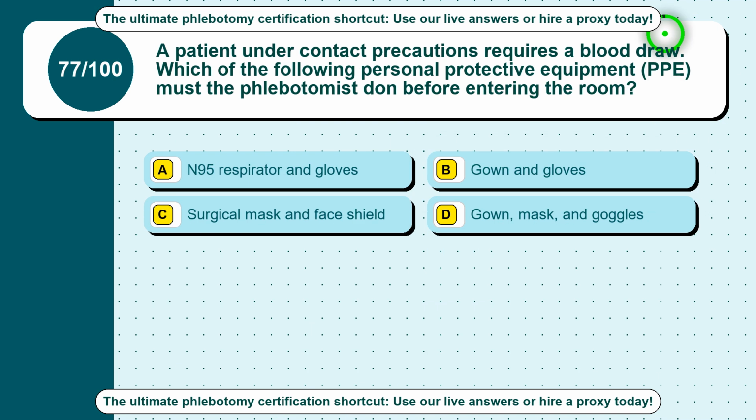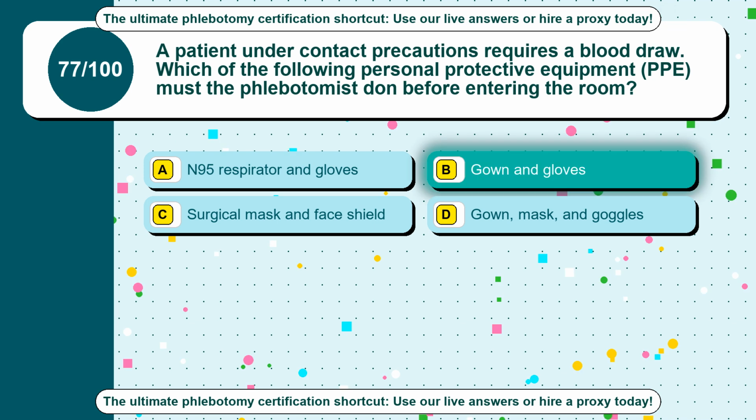Question 77. A patient under contact precautions requires a blood draw. Which of the following personal protective equipment, PPE, must the phlebotomist don before entering the room? Option A, N95 respirator and gloves. Option B, gown and gloves. Option C, surgical mask and face shield. Option D, gown, mask, and goggles.